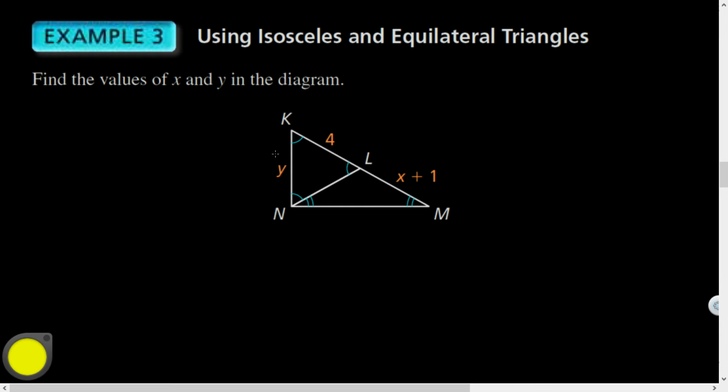Find the values of x and y in the diagram. All right, someone tell me a statement they think is true. Y equals 4. And why is that true? Yeah, base angles converse or corollary of the base angles converse. Right, here's 2 angles that are congruent, therefore the sides opposite them are congruent, and then by def of congruent, yeah, y equals 4. Also, this triangle is going to be equilateral, so all 3 sides are congruent.